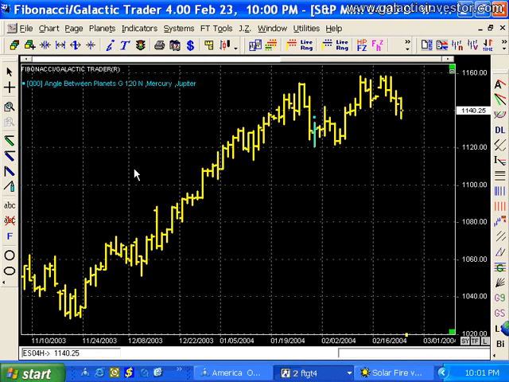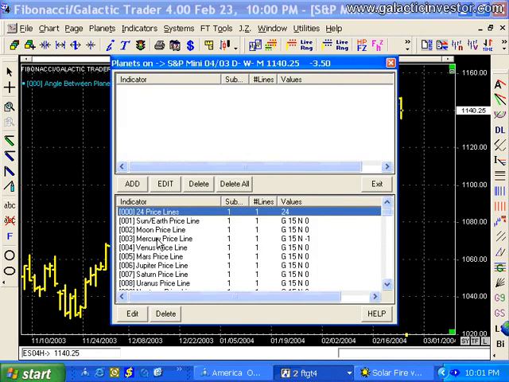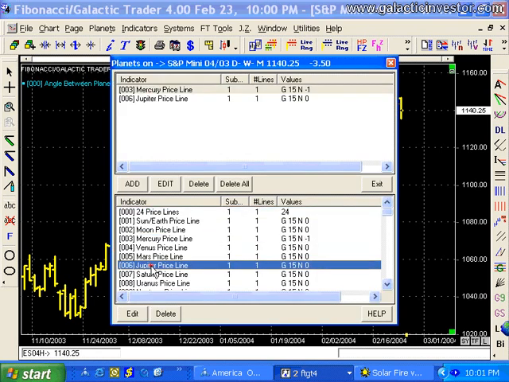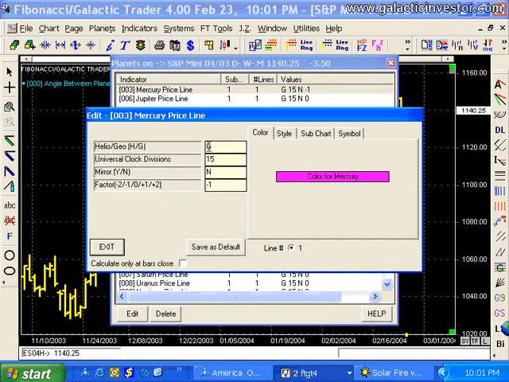So the next step is to go to planetary lines. You would double click on Mercury, double click on Jupiter. You would edit the lines. You can set your defaults to anything you want if you put in a particular universal clock division, and then click on save as default. I use the 15 setting because it covers basically the whole spectrum of aspects except for the quintile and biquintile aspects. Those are the 72 and 144 degree aspects.